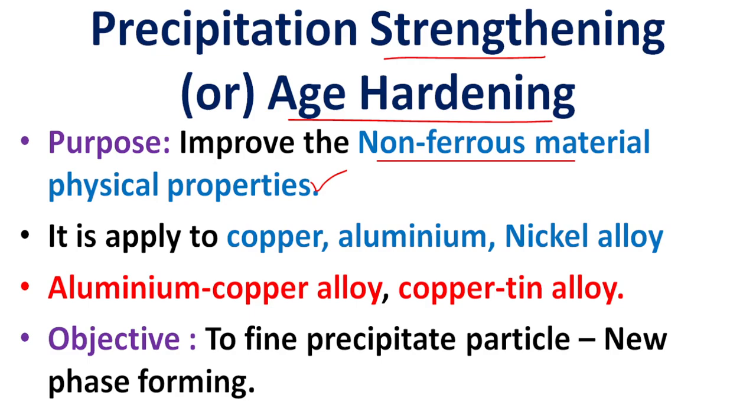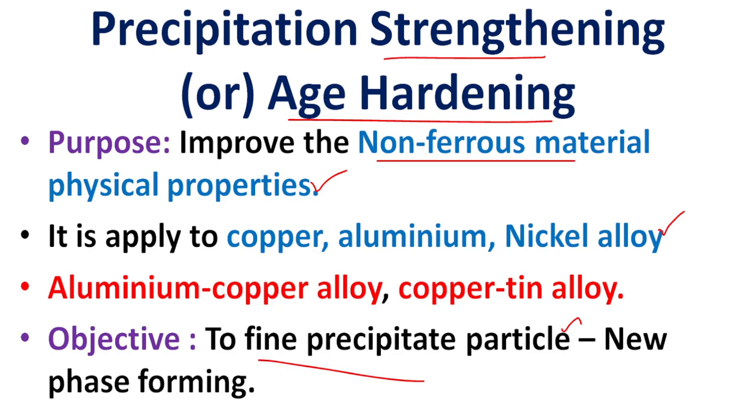This precipitation hardening or age hardening process is applied to copper, aluminum, nickel, magnesium and titanium alloys also. It is for aluminum-copper alloy, aluminum-tin alloy, aluminum-magnesium alloy also. Its main objective is to produce fine precipitate particles in the material, and those precipitate particles improve the physical properties of the entire material.